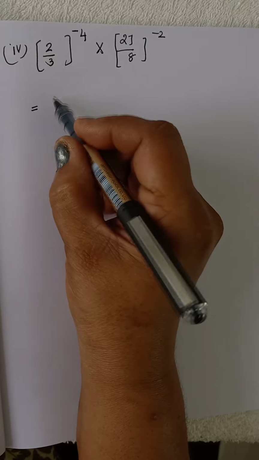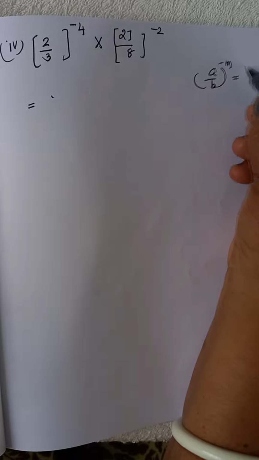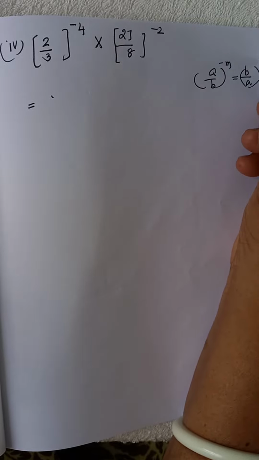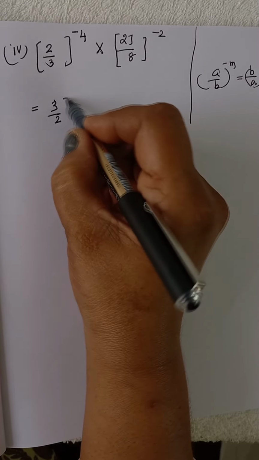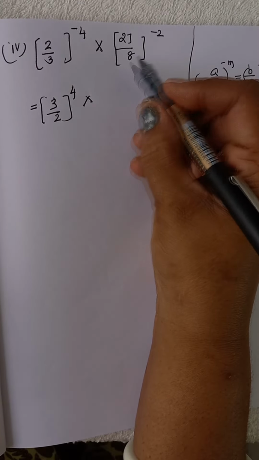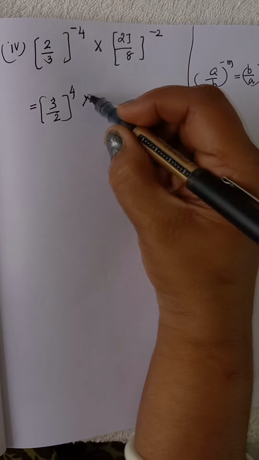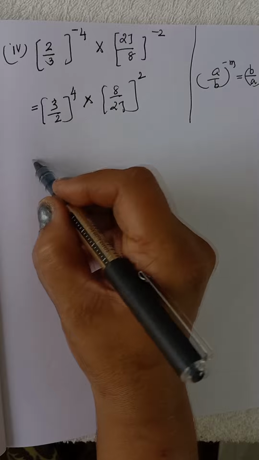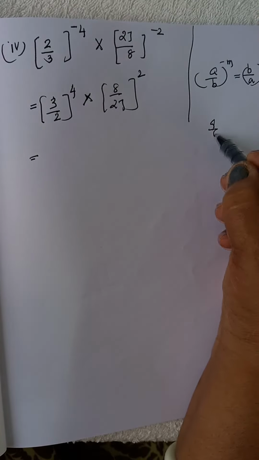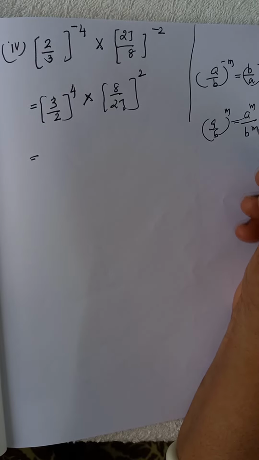Now the fourth question is (2 by 3) whole raised to minus 4 into (27 by 8) whole raised to minus 2, and that is equal to... (a by b) whole raised to minus m is equal to (b by a) whole raised to m. So applying that, we can write this as (3 by 2) whole raised to 4 into (27 by 8) whole raised to minus 2. Here this also can be written like this: (a by b) whole raised to m is equal to a raised to m by b raised to m.